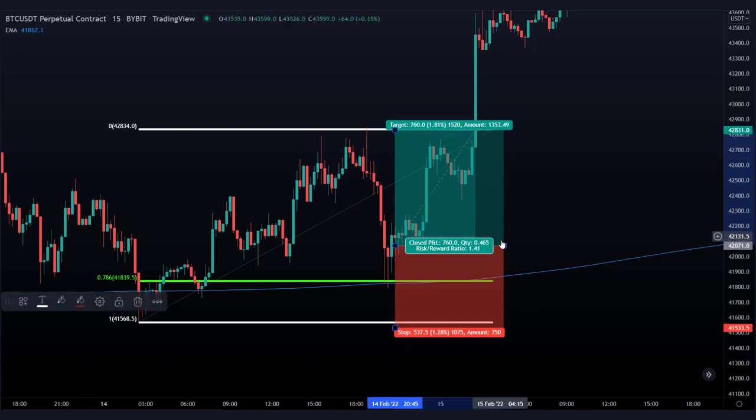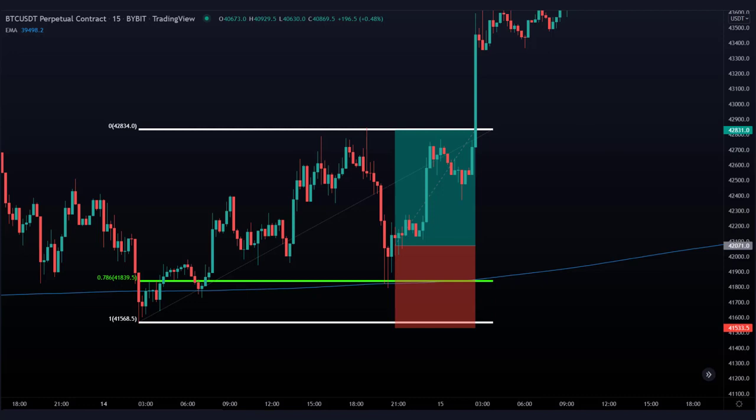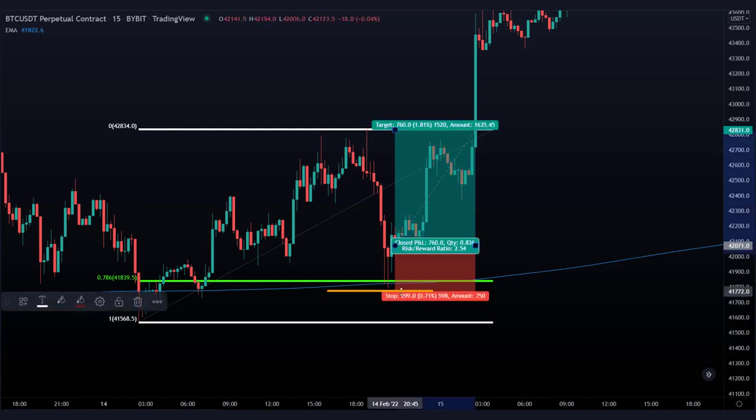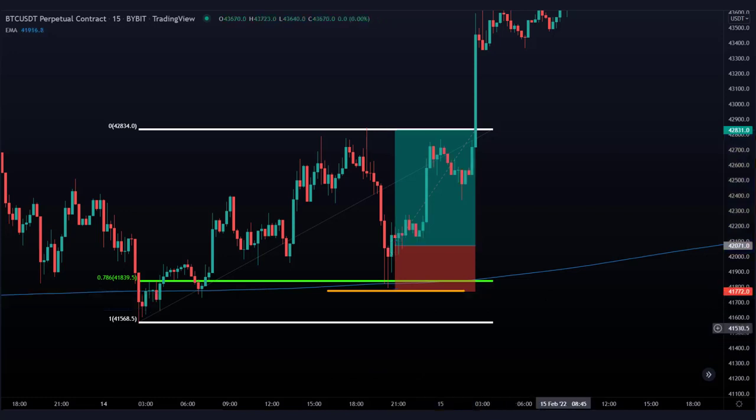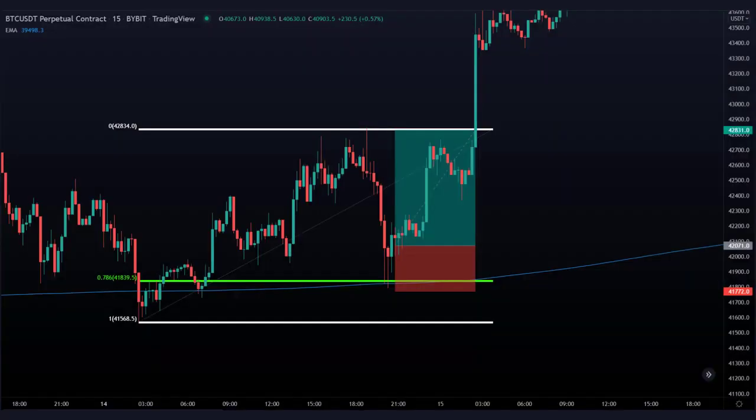You can see that this position gives a lower risk-reward ratio than the other positions. It differs with every position. You can choose to place the stop loss below the 0.786 level to increase the risk-reward ratio. However, I would only do this if you have at least 3 confirmations. You see that the risk-reward ratio now shoots up.